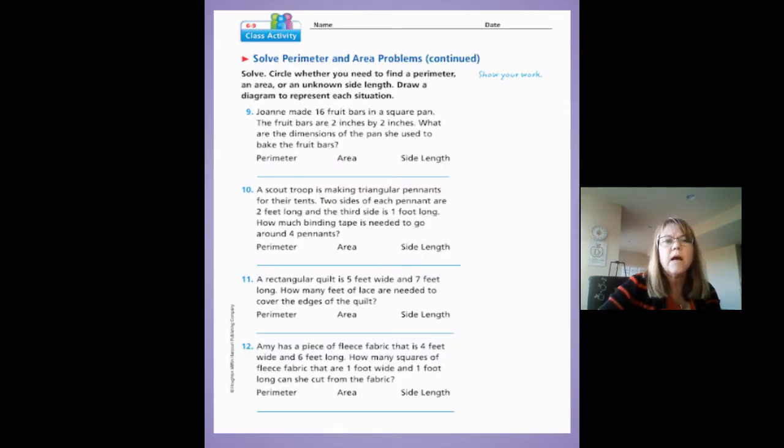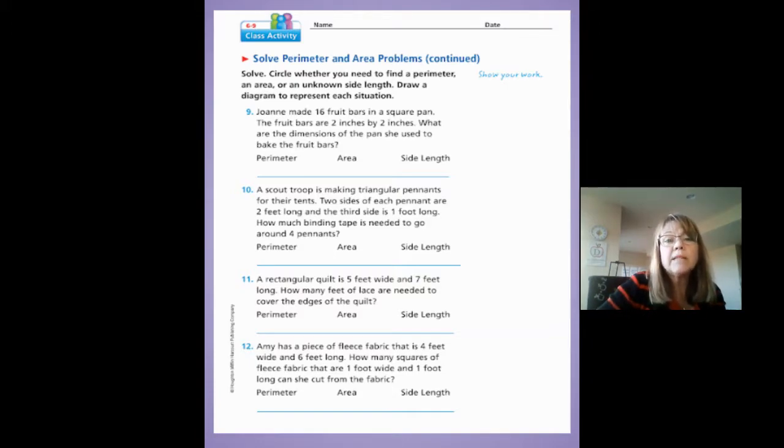All right. On page 333, we have number 9. We're going to be circling whether we are finding perimeter, area, or the side length. And I'm going to tell you some of these problems have multiple steps to them. So we really need to pay attention to what they're asking us to do.